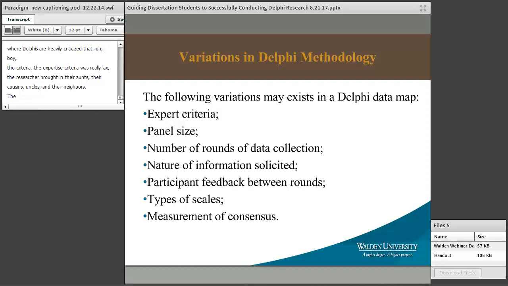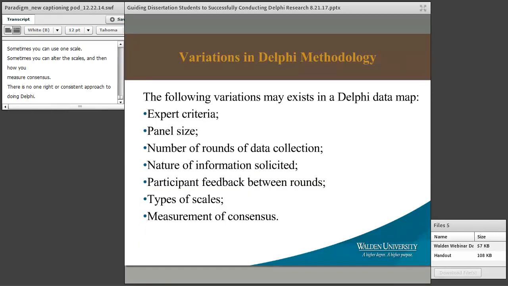Other variations include the number of rounds of data collection, the nature of the information you're soliciting, and control feedback, meaning how much feedback you're going to give between the rounds. There are also the types of scales you're using. I gave you an example where I used dual scales. Sometimes you can use one scale, sometimes you can alter the scales. And then there is how you measure consensus. There is no one right or consistent approach to doing Delphi.